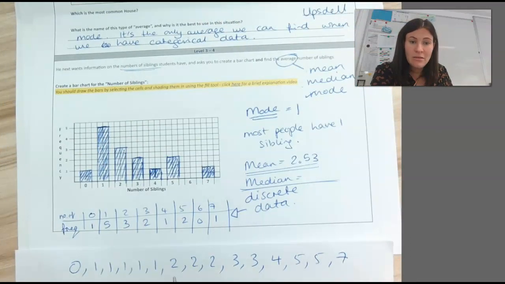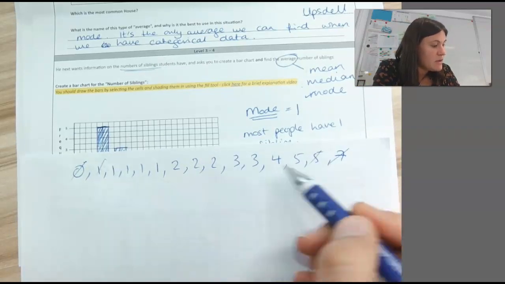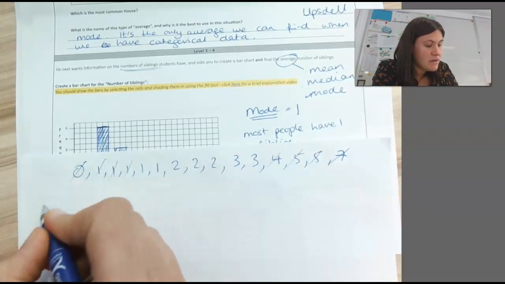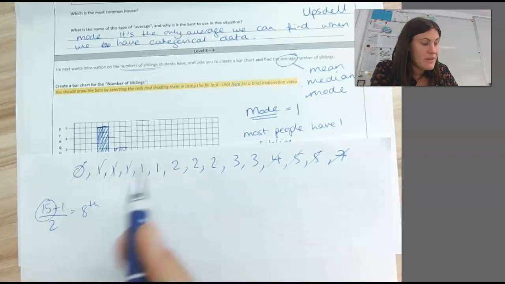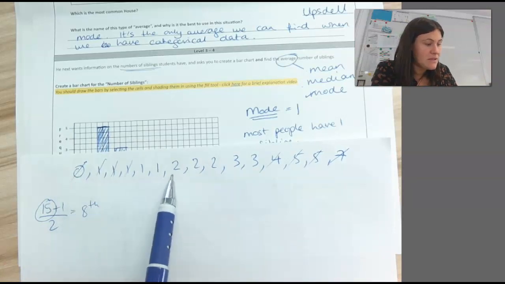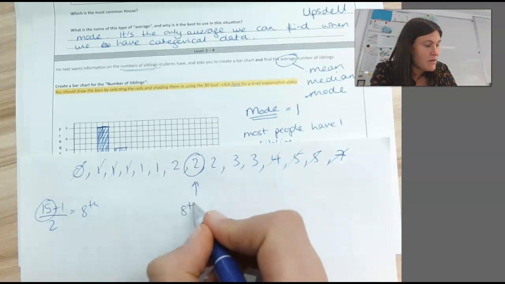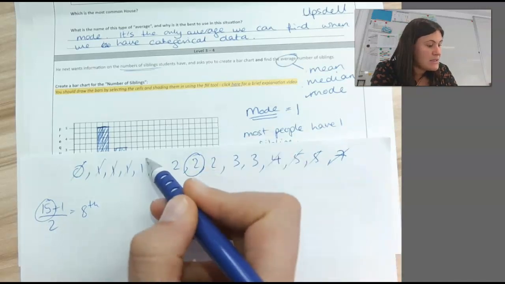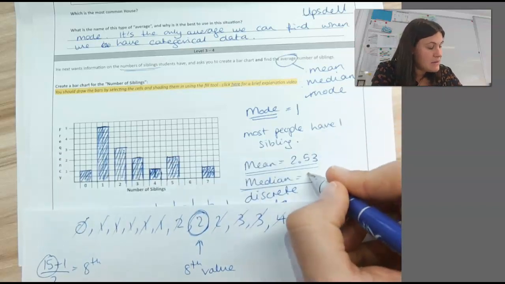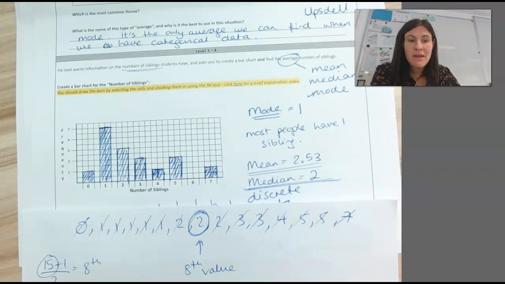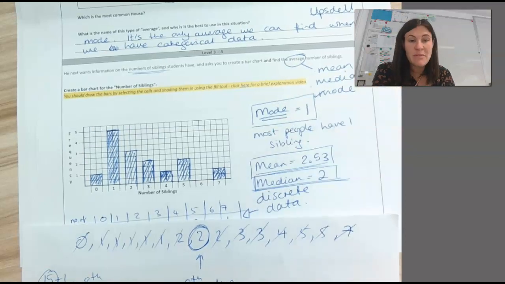Which one's going to be in the middle? I can either cross it in from both sides, or another way of finding it is you add 1 to however many you've got and then divide your answer by 2. So it'd be the 8th one. 1, 2, 3, 4, 5, 6, 7, 8. So the 8th value is the median, or like I said, you could just find it by crossing from both sides until you get to one in the middle. So my median is 2. And that would also be a valid answer if Mr. Blackshaw asked me what the average number of siblings is.